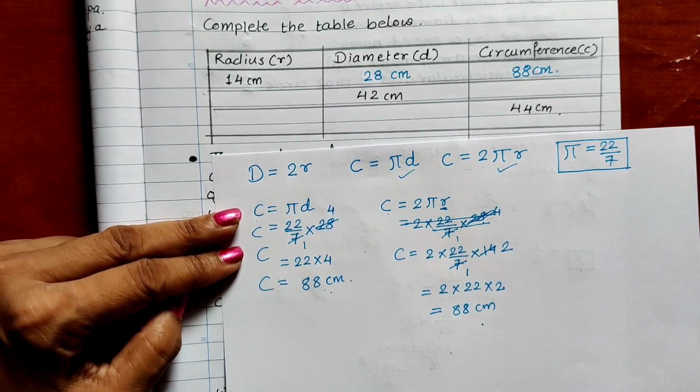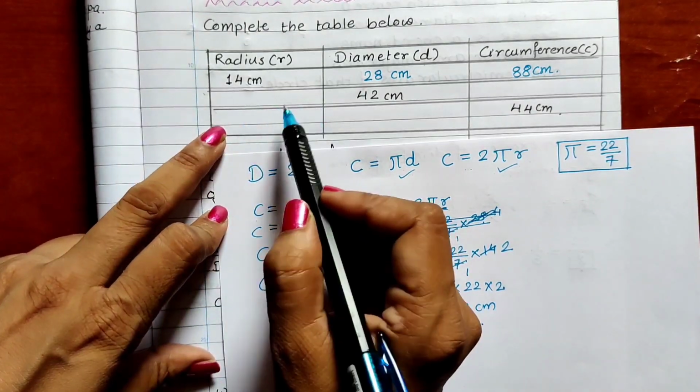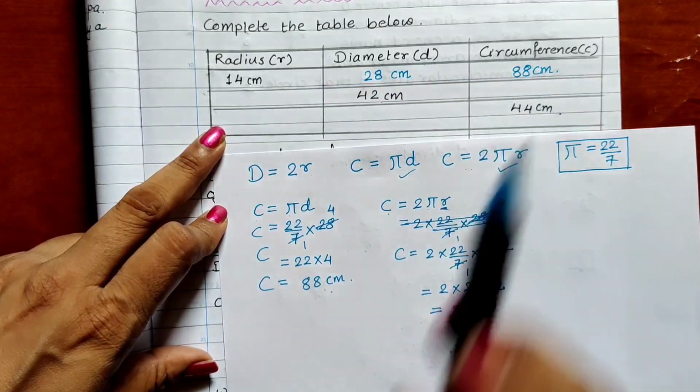Okay. Now let us go on to the next row. Here the diameter is given. We have to find out radius and circumference.